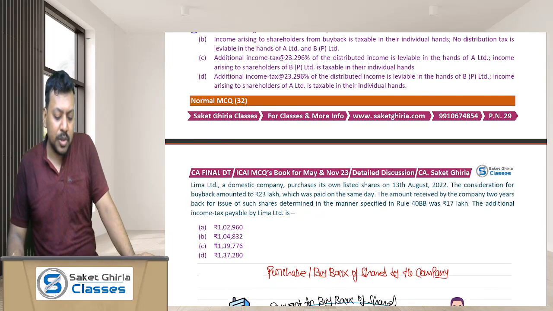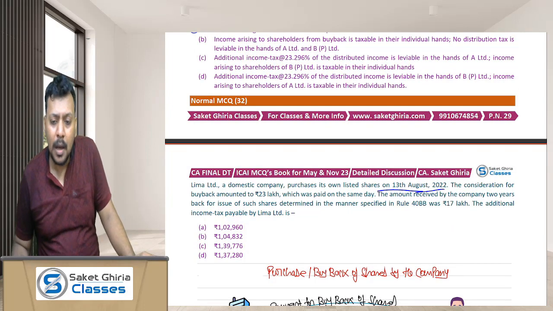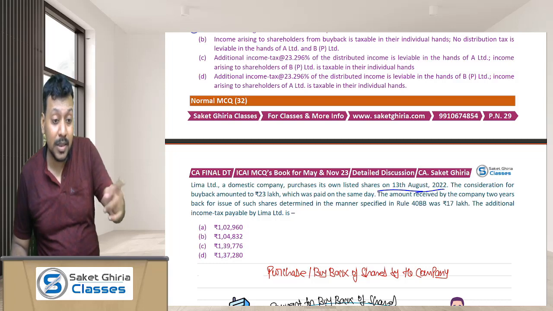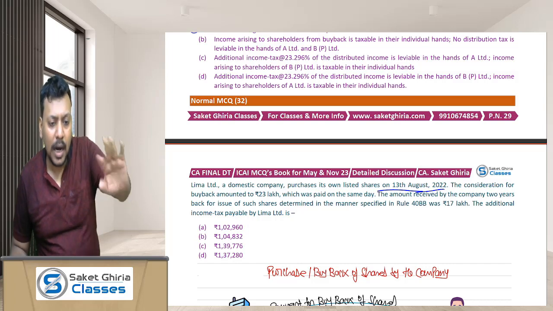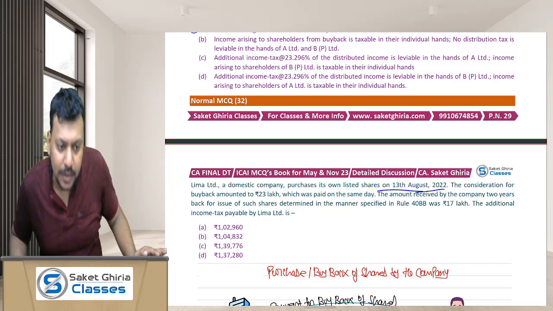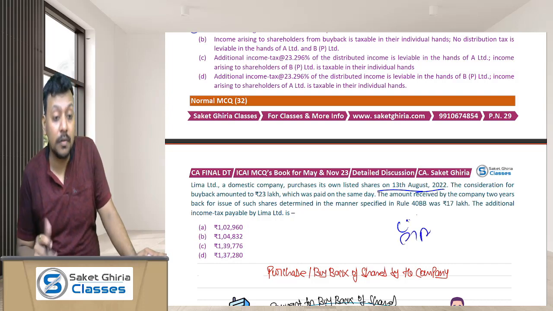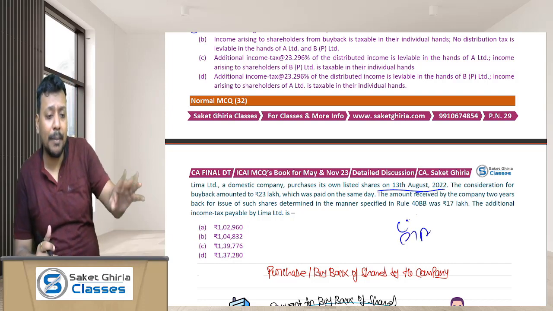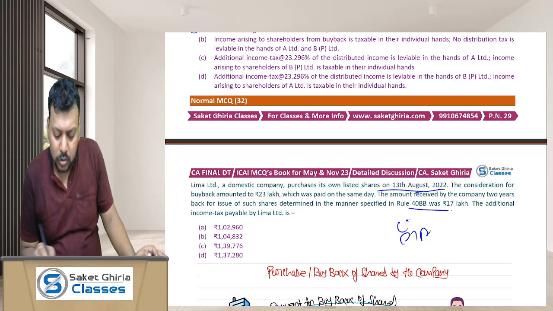Wh Limited, a domestic company, purchased its own listed shares on 13 August 2022. The consideration for buyback is rupees 23 lakh. The amount of additional income tax is not on the consideration of buyback, it is on the amount of the distributed income. How are we going to calculate the distributed income? Consideration for buyback less the amount received for buyback, and the amount received for buyback will be calculated as per rule 40BB, and in this case that amount is being given to you, and that amount is rupees 17 lakh.